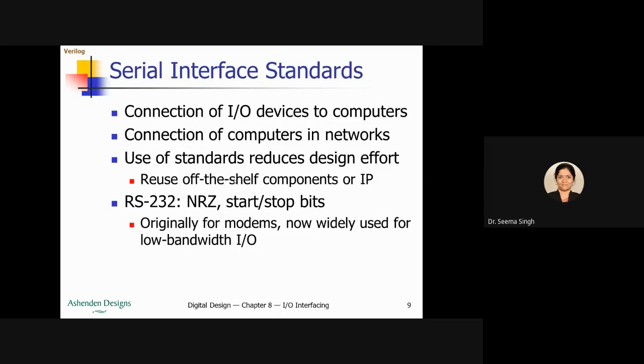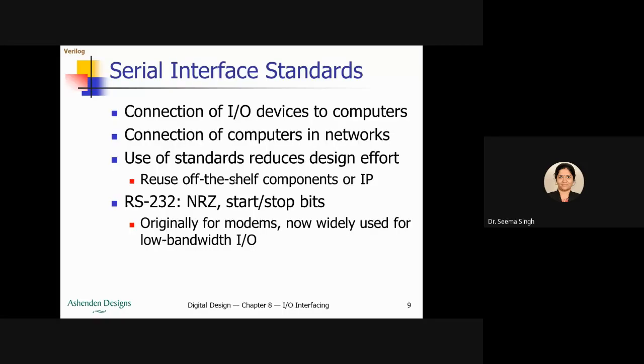So why are interface standards required? They are required for the connection of IO devices to computers, or any embedded system. They are also required for the connection of computers to networks, and we need to use a standard way so that it reduces the design effort. Again and again, people need not design the way of transmission. We simply follow some standard to reduce our job and to standardize things. So we can reuse off the shelf components for interfacing.